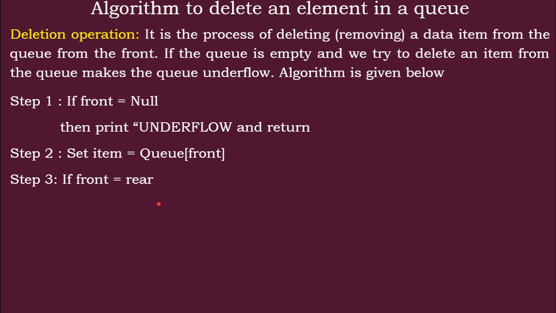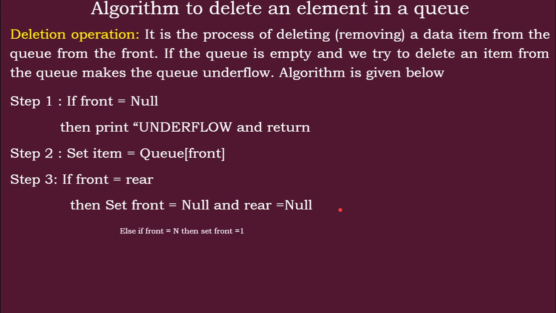Then we check if front is equal to rear. That means after removing the item, we check whether front and rear become the same. If that is the case, then we set front equal to null and rear equal to null. That means if you are removing the only element available, or after so many deletions the front becomes rear, it will become a null queue. So we set front equal to null and rear equal to null. That means nothing is there in the queue. We have removed all the elements from the queue.